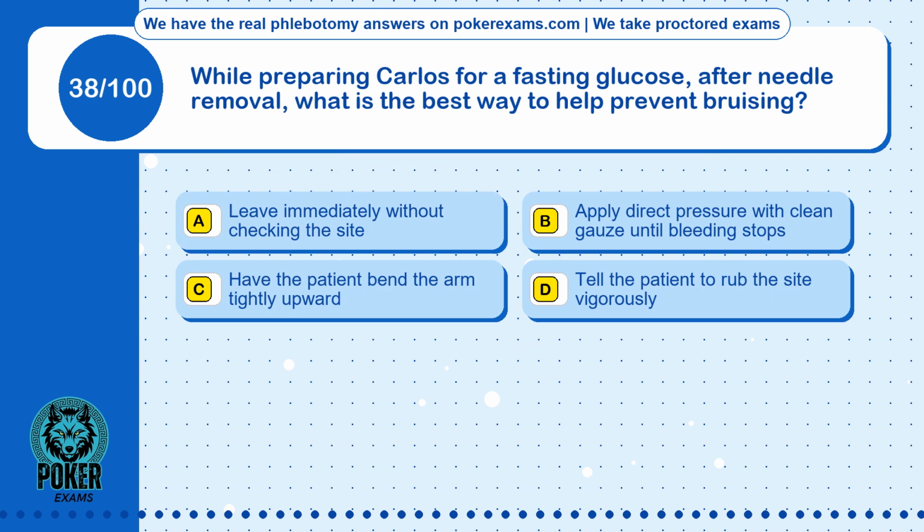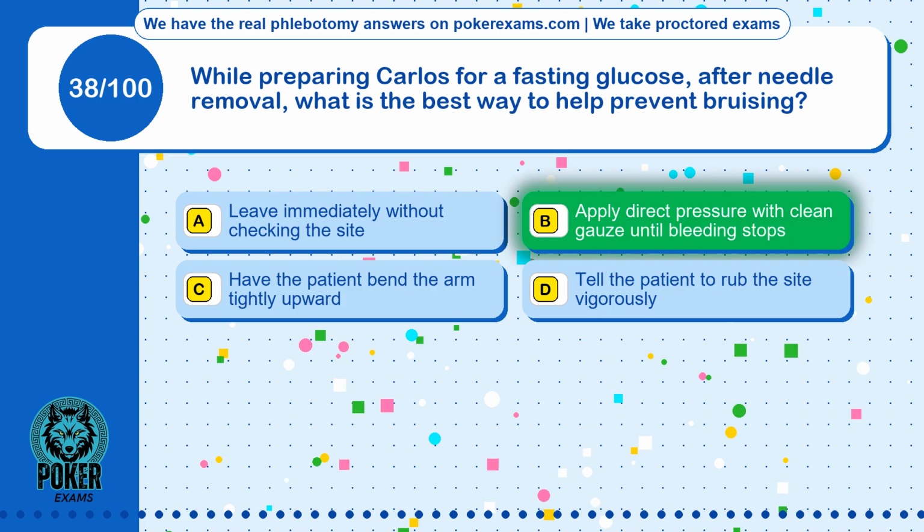Question 38. While preparing Carlos for a fasting glucose, after needle removal, what is the best way to help prevent bruising? Option A. Leave immediately without checking the site. Option B. Apply direct pressure with clean gauze until bleeding stops. Option C. Have the patient bend the arm tightly upward. Option D. Tell the patient to rub the site vigorously.